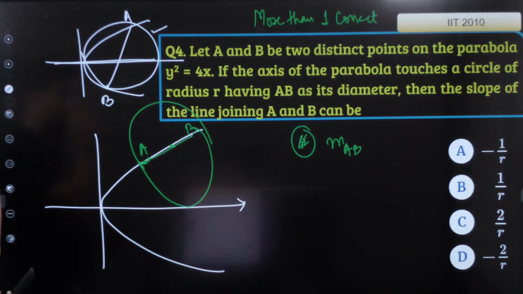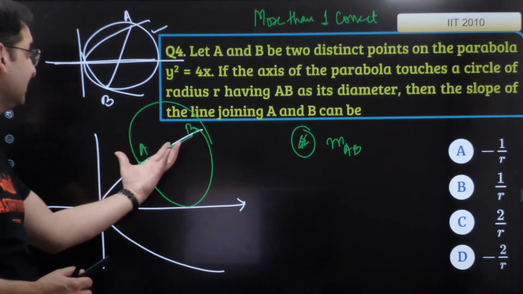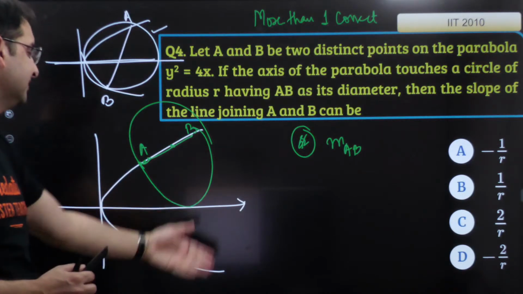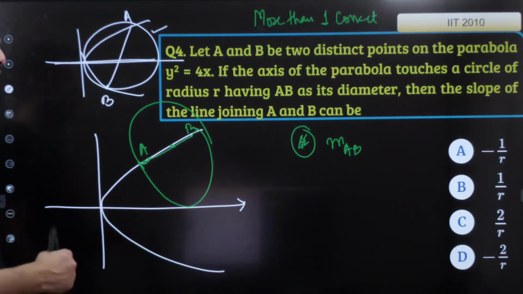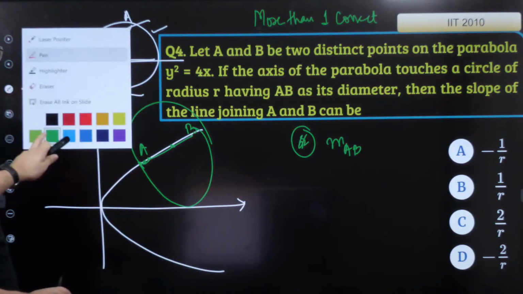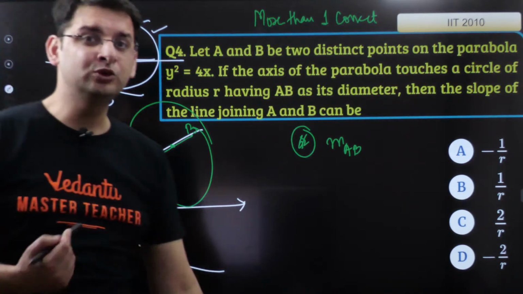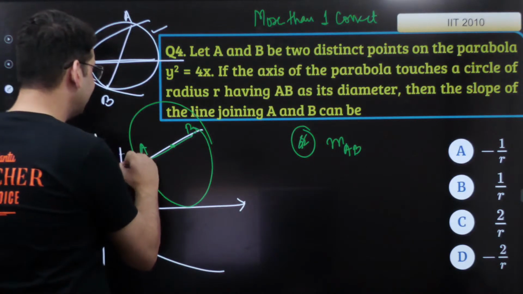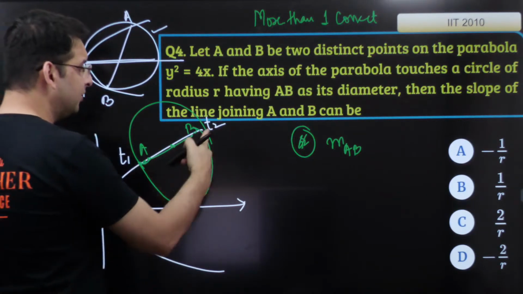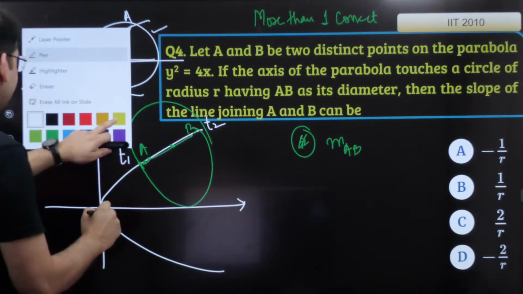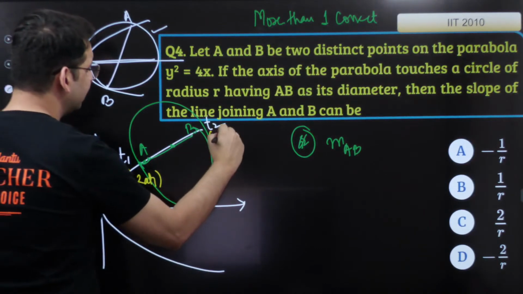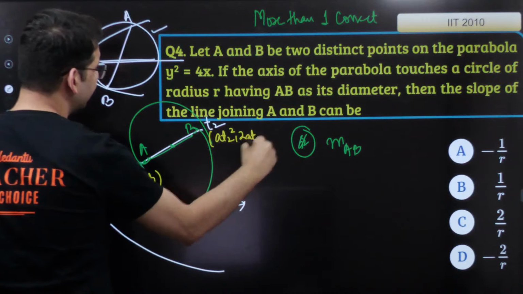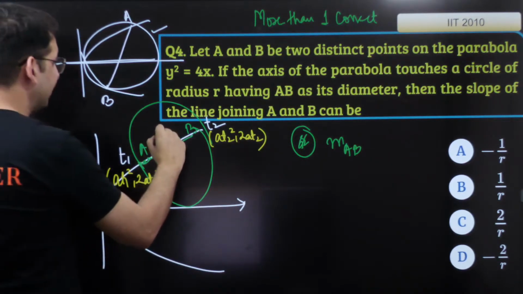So A and B are 2 points on the parabola. The line segment joining A and B, if we draw a circle having this as diameter, it touches this axis. Then the slope of AB is going to be what in terms of r? Now guys, in these type of questions, it is always beneficial if you use the parametric points. Let's say this point is T1 and this point is T2. So this point is going to be A T1 square, 2A T1, and A T2 square, 2A T2.